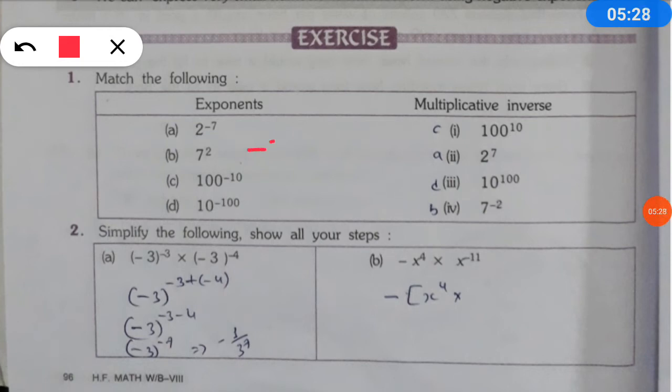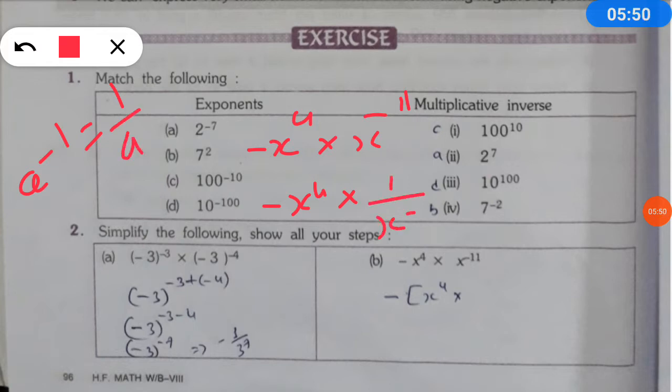As you know, in minus x to the power 4, the power is positive, the base is negative. In the second term, x is a base which is positive and power is negative. So can we change the negative power into the form of positive power by applying this inverse law? Yes, we can do it. So it will become x to the power minus 11. So can we write this term as minus x to the power 4 upon x to the power minus 11?